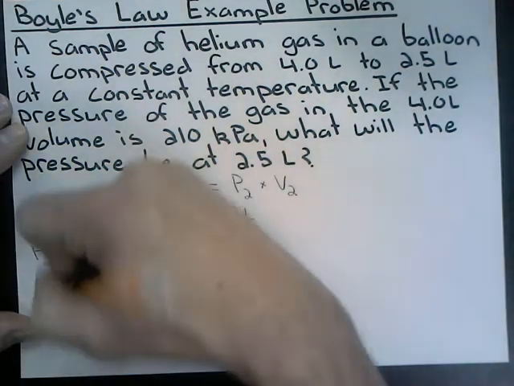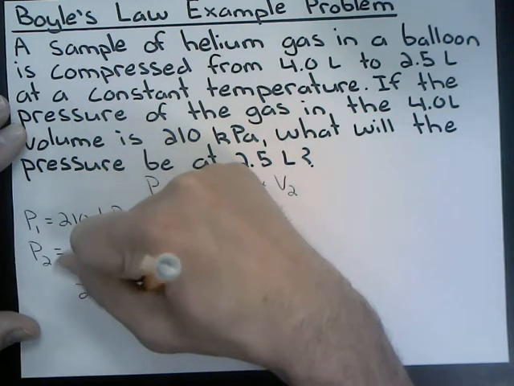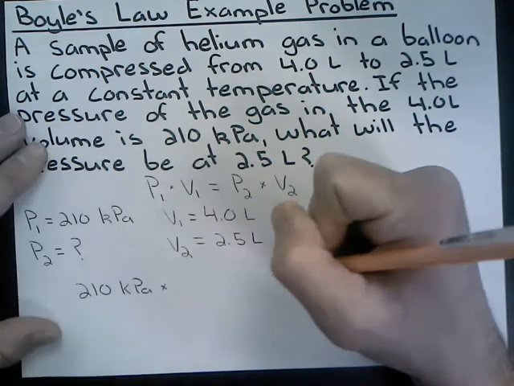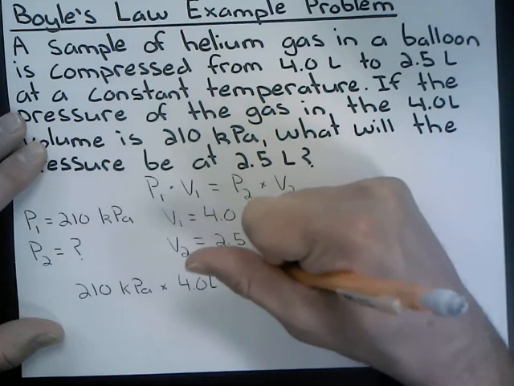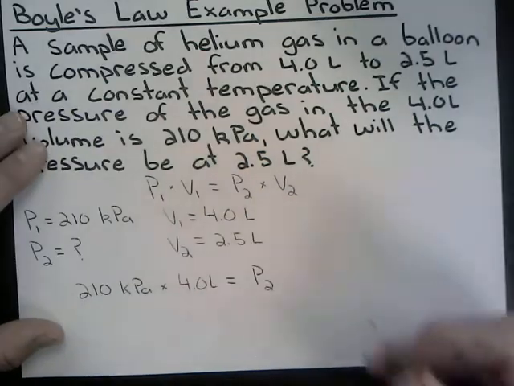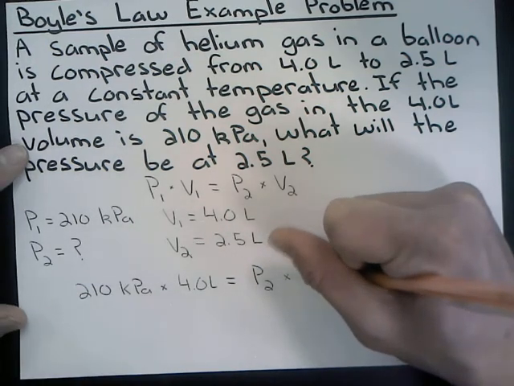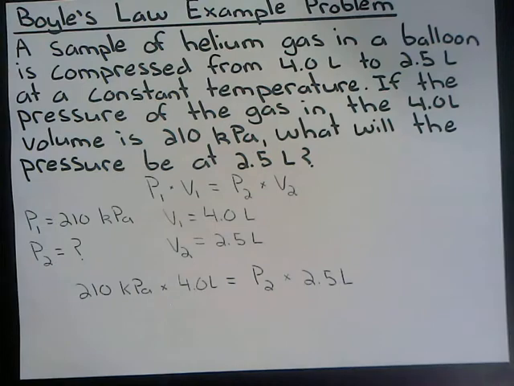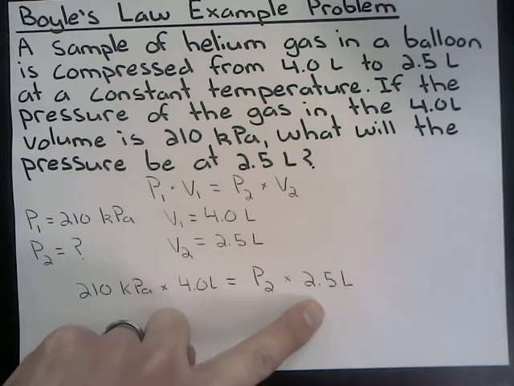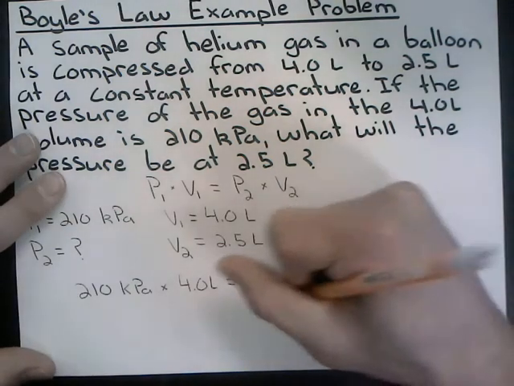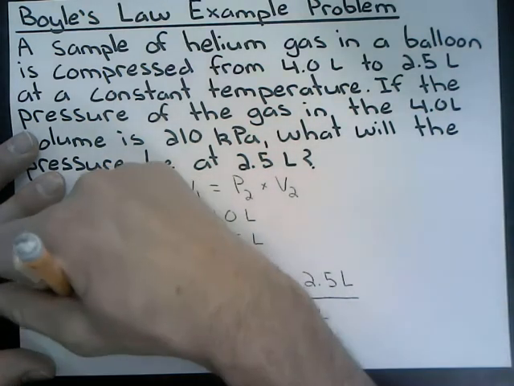So our P1, again, is 210 kilopascals times our initial volume, which is 4 liters, equals our second pressure, which we don't know, times our second volume, which is 2.5 liters. Okay, so we need to get P2 by itself. It's attached via multiplication to this 2.5 liters. So we divide each side by 2.5 liters.